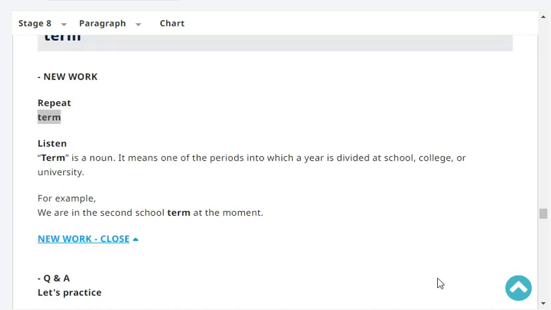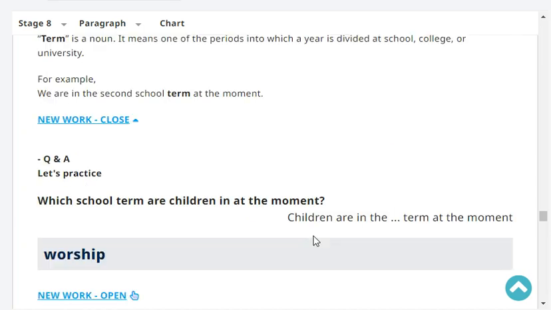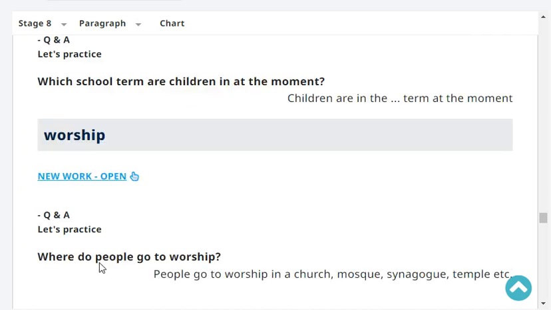Okay, listen. The word term is a noun. It means one of the periods into which a year is divided at school, college, or university. For example, we are in the second school term at the moment. Let's practice. Which school term are children in at the moment? Children are in the third term at the moment. Very good.